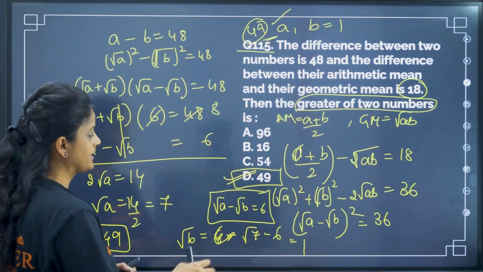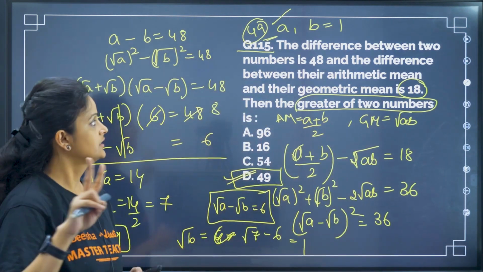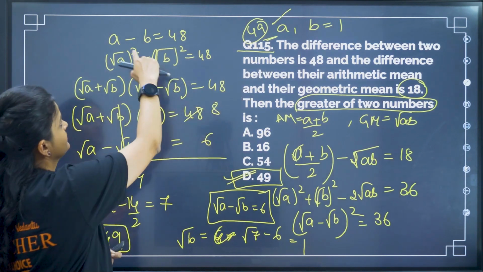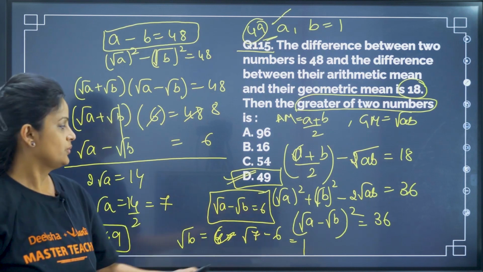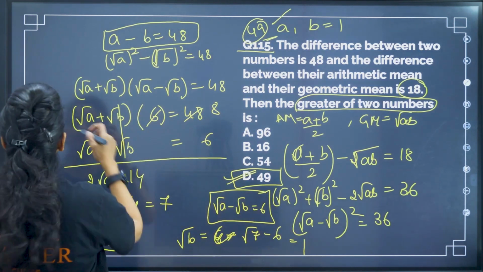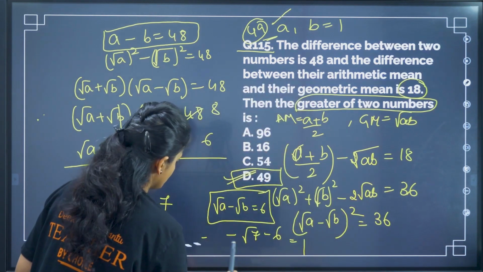So while writing, you remember that. I am taking two equations from the data. One is the difference of that, this equation. And the next one is the other equation. So if you substitute, one thing I'll do here. This is confusing for us.